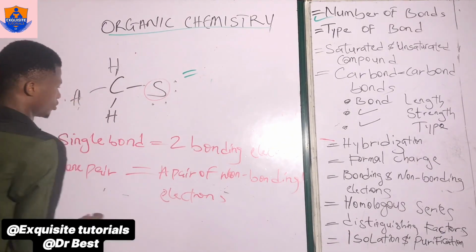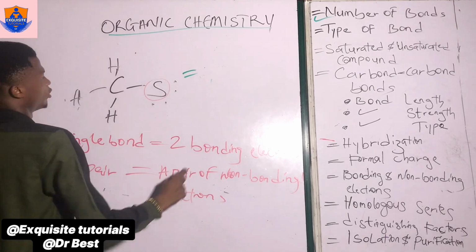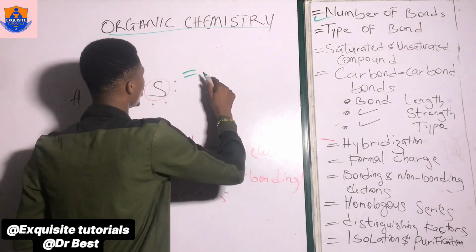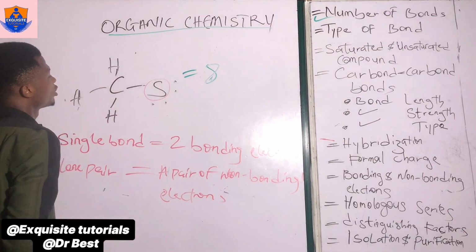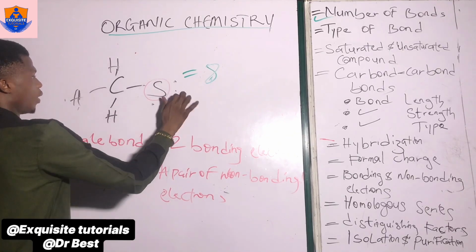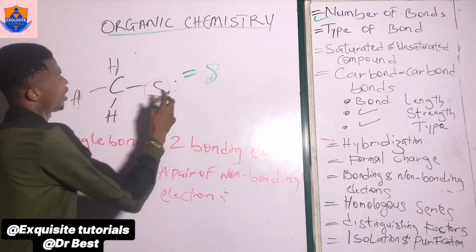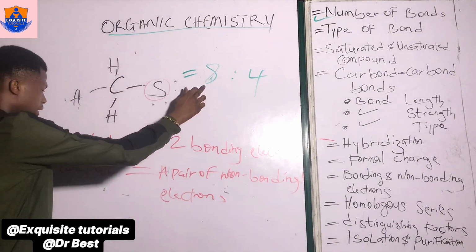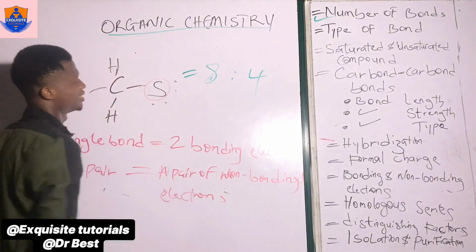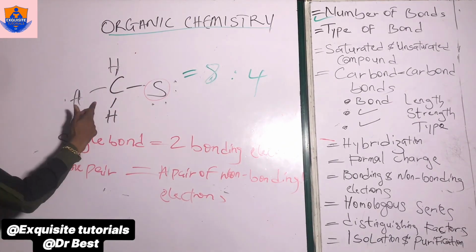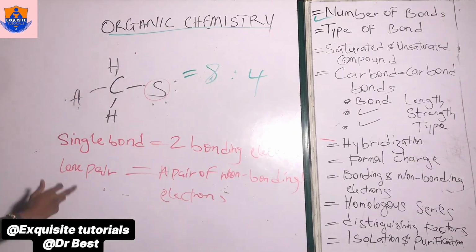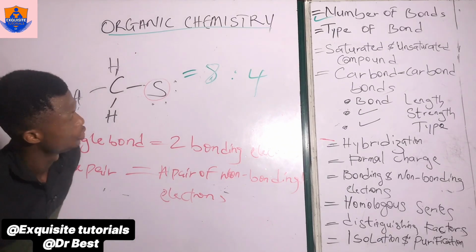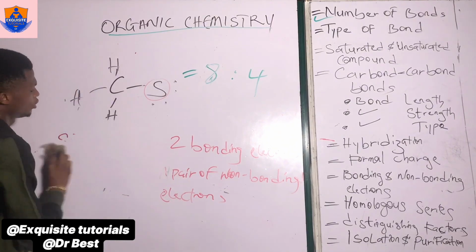Remember that one bond represents 2 bonding electrons. So 4 times 2 is going to give us 8 bonding electrons in the whole of this compound. One lone pair represents a pair of non-bonding electrons, so we have 4 non-bonding electrons. So the number of bonding electrons in this compound is 8, and the number of non-bonding electrons is 4. Take note, each single bond represents 2 bonding electrons. A lone pair represents a pair of non-bonding electrons. Remember, a pair is 2. So that is it for bonding and non-bonding electrons.